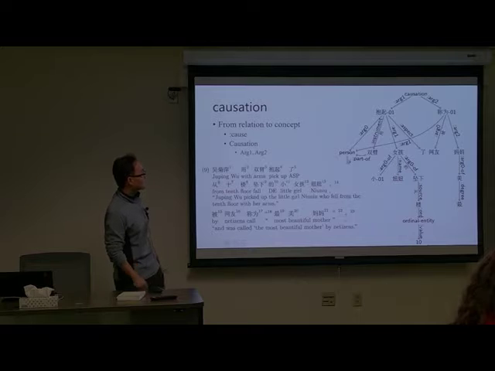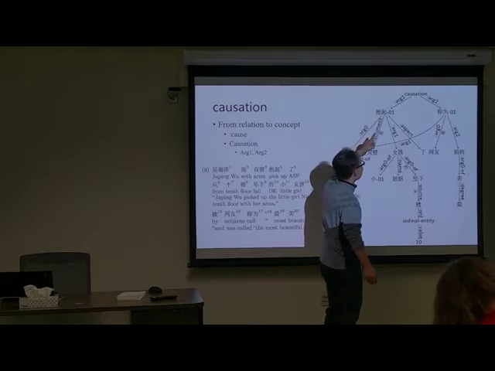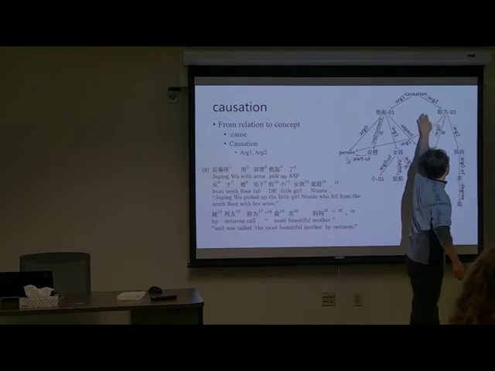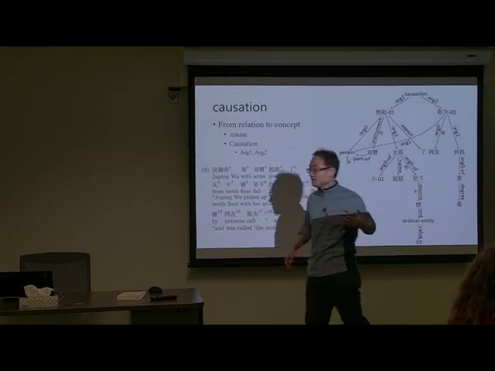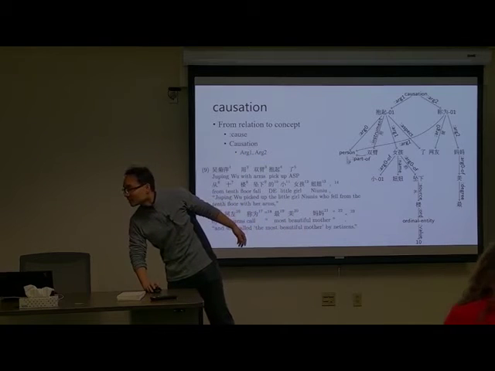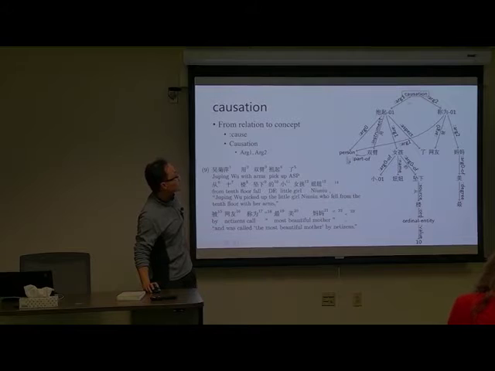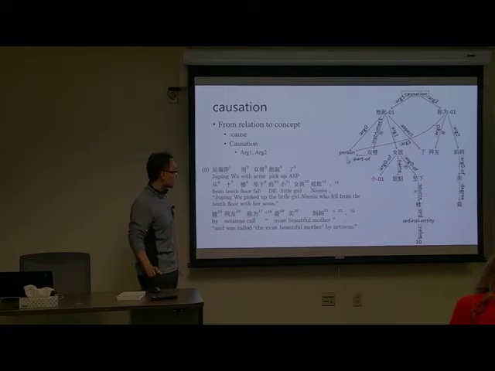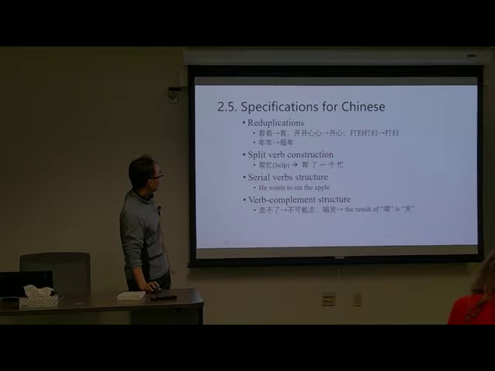So this is a crazy but real example from the data. We may say that this is one predicate, this is another, and they are combined by causation. Causation has its argument one, which means this is the cause, this is the result, and in this way the structure of the sentence is more clear.